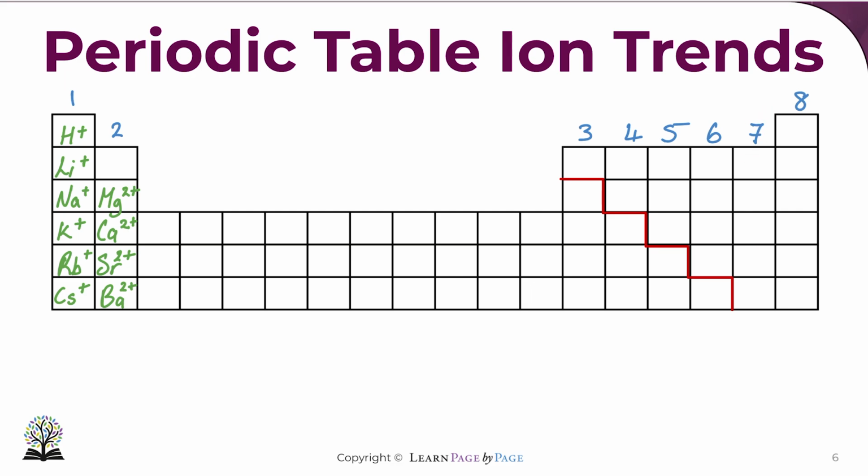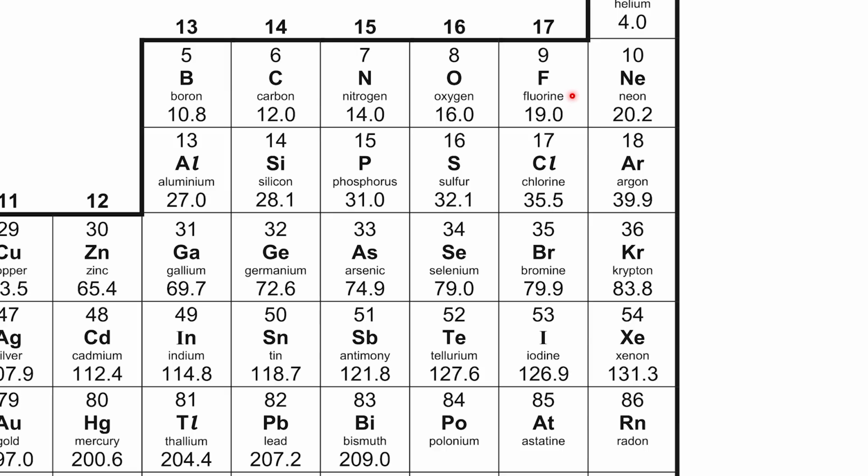Now let's move over to the right side of the periodic table, and we'll start with group 7. This is the halogens. Group 7 includes fluorine, chlorine, bromine, and iodine, and their reactivity increases as we go up the group. That is because they are going to attract electrons. So each have 7 electrons in their outer shell.